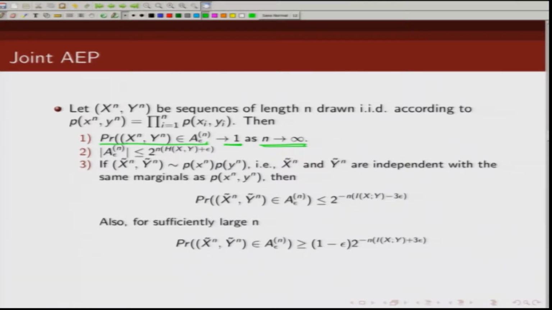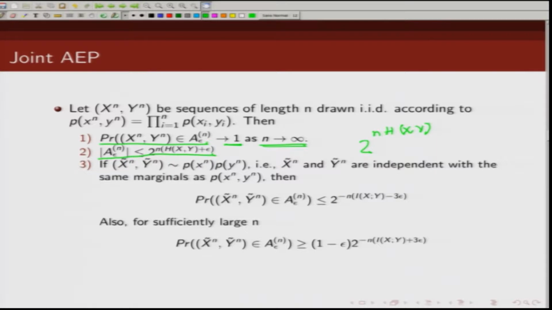So the probability that x^n and y^n are jointly typical goes to 1 as n increases, as n is very large. And how many such jointly typical sequences are there? That is upper bounded by 2 raised to the power n times the joint entropy of x and y plus epsilon. So it is roughly 2 raised to the power n H(X,Y). These many jointly typical sequences are there.